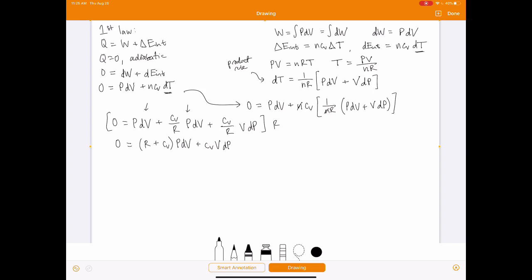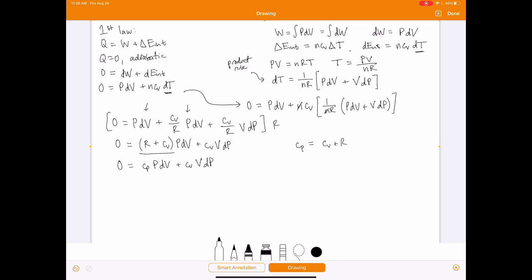The next thing I'm going to do is remind you that Cp, the constant pressure specific heat, is CV plus R. In other words, that's what we have right here in the parentheses. So I can simplify this by saying we have 0 is equal to Cp times P dV plus CV times V dP.